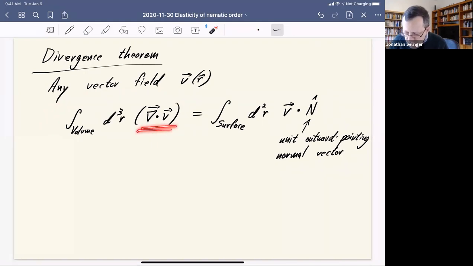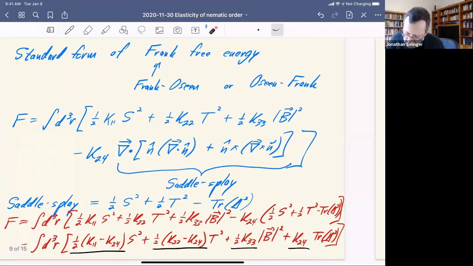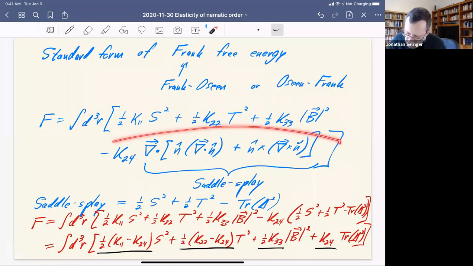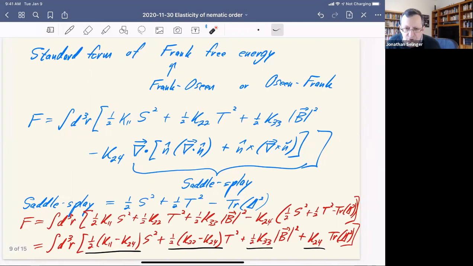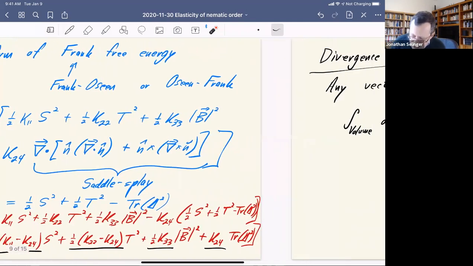the divergence of something, that's just like this saddle splay term, right? This is also the integral over a volume of the divergence of something, right? So let's apply the divergence theorem to that integral.